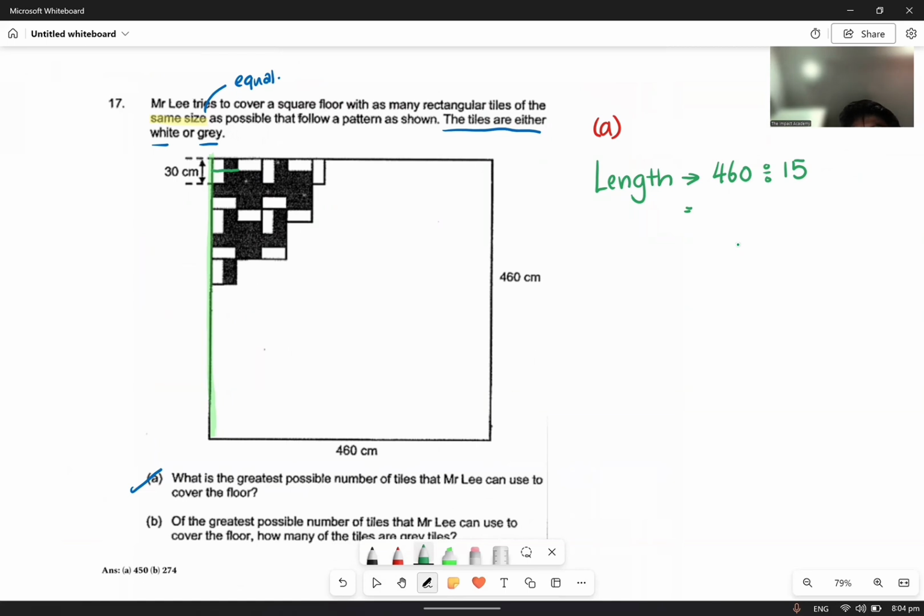More importantly, whenever you do questions like that, you all need to put the units. Because if you don't put units, you don't know what exactly you are finding. If I just put 460 divided by 15, a lot of you will probably think that it's 30 cm, but it's not. 460 cm divided by 15 cm, you get 30 remainder 10. And this 30 remainder 10 is basically 30 tiles. Am I making sense? Yes. That means to say, you only have 30 tiles from here all the way down to here.